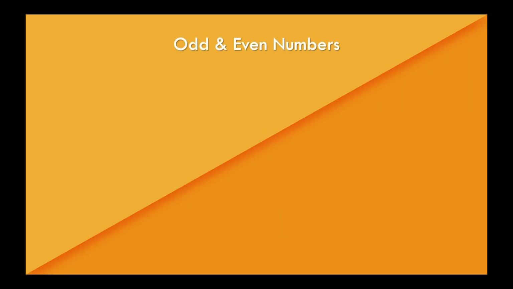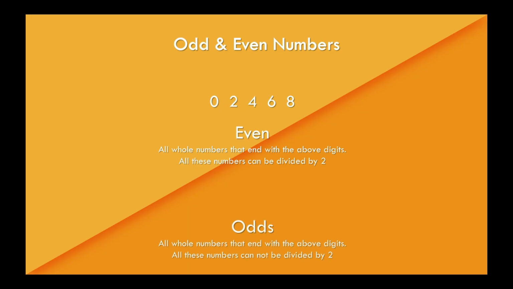Some more familiar numbers are odd and even numbers. Even numbers are integers that end with these numbers. Remember that all even numbers are in the table of 2. Odd numbers are integers that end with these numbers. Since even numbers are in the table of 2, odd numbers are not.